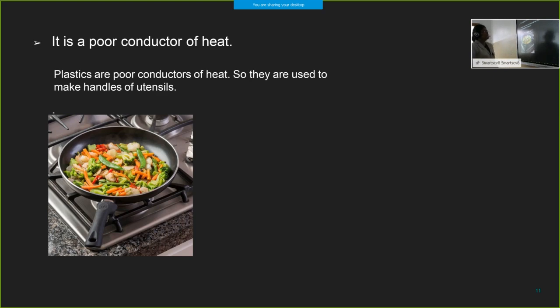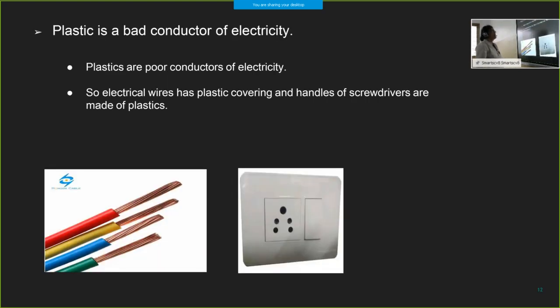Okay, so the second property of plastic, it is a poor conductor of heat. It cannot conduct heat. As a result, it is used to make handles of utensils. Now next, plastic is a bad conductor of electricity. Electricity is a very useful thing, and it is used to run many electrical gadgets at home, like mixie, TV, refrigerator, and many items, isn't it?